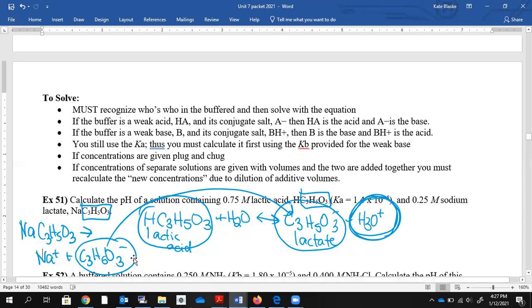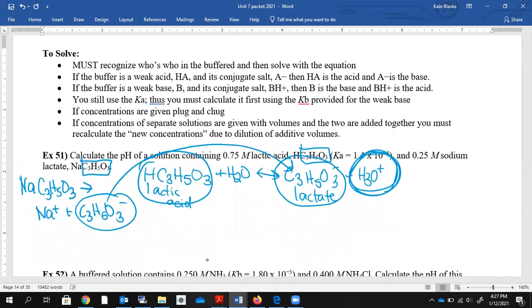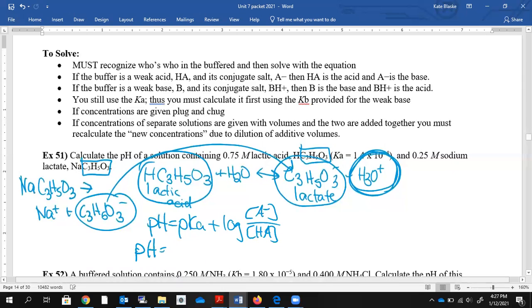So I can use the Henderson-Hasselbalch equation. pH equals pKa plus the log of A minus over HA. I can plug in my values, and I can find what pH this buffer solution would make. So the pKa is the negative log of my Ka.